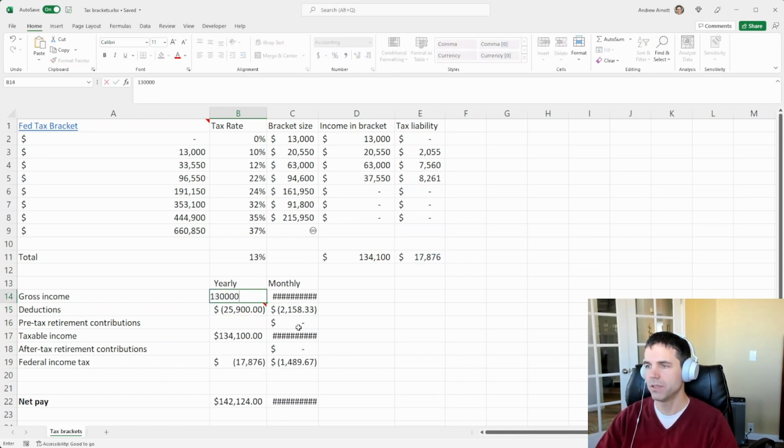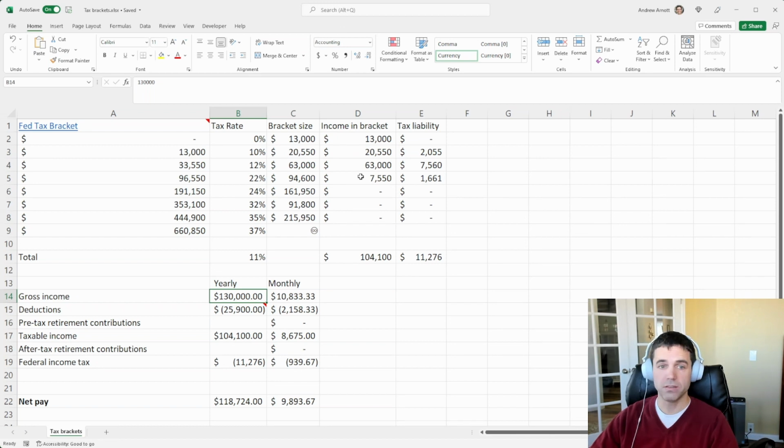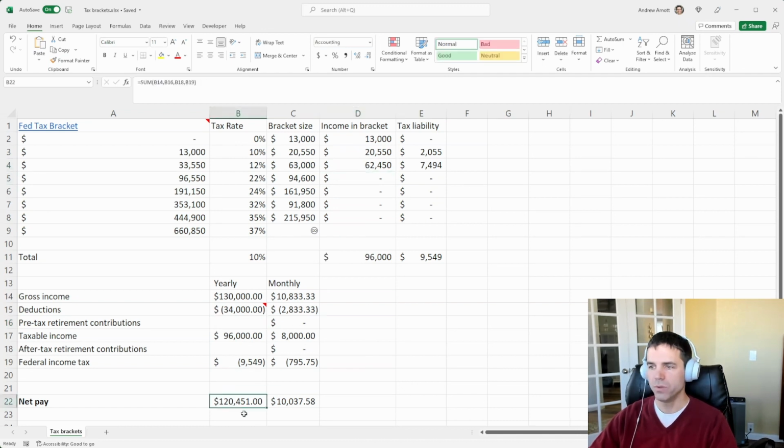That's probably too much. Okay, so let's say you earned $130,000 a year and you gave away $7,500 and you were itemizing for whatever it is. And so your deductions now go to $34,000. Now we just got out of that tax bracket, okay? What was your net pay after that change of giving away some more money? Now it's $120,000. Before we gave away that extra money, what's your net pay? $118,000.